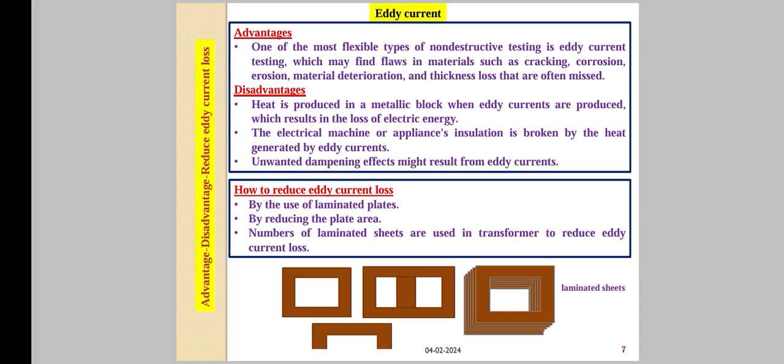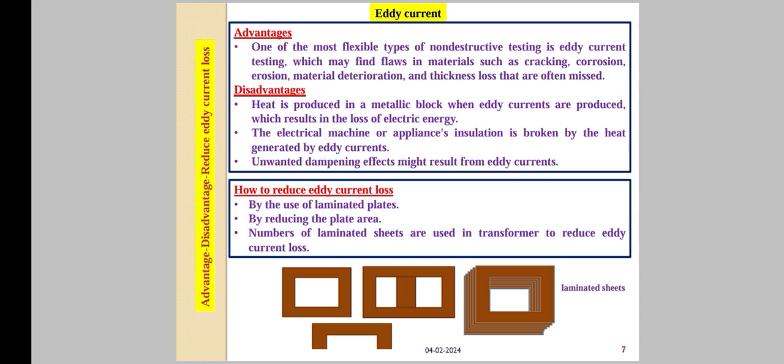Now, how to reduce these eddy currents? Whatever sheet we are using, if we laminate that sheet, we can easily reduce the eddy current loss. And if we reduce the area of the whole plate, as in the figures below where we cut the middle part or side part to reduce the area of the plate, we can reduce the eddy currents. And in the transformer, many laminated sheets are used to reduce the eddy current loss.